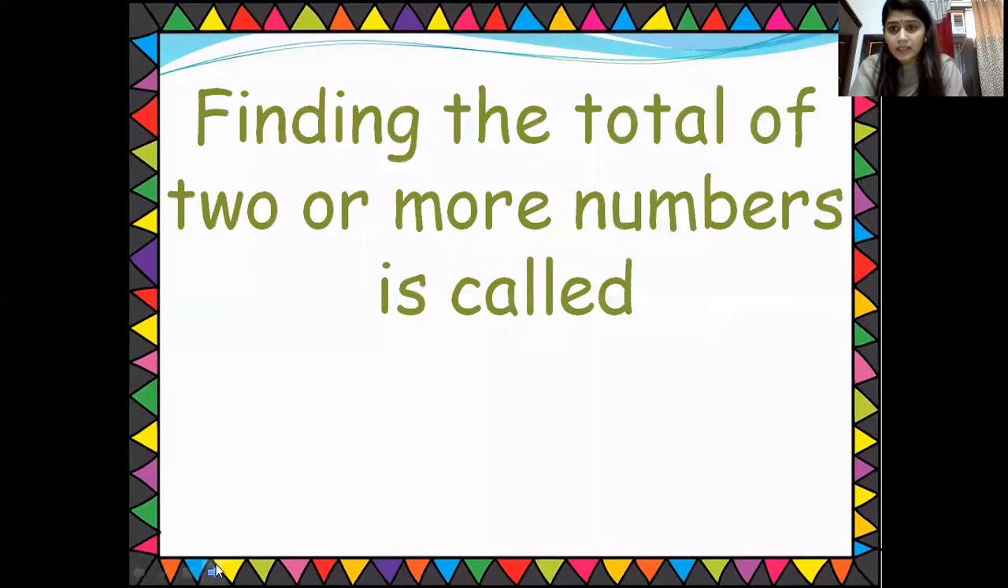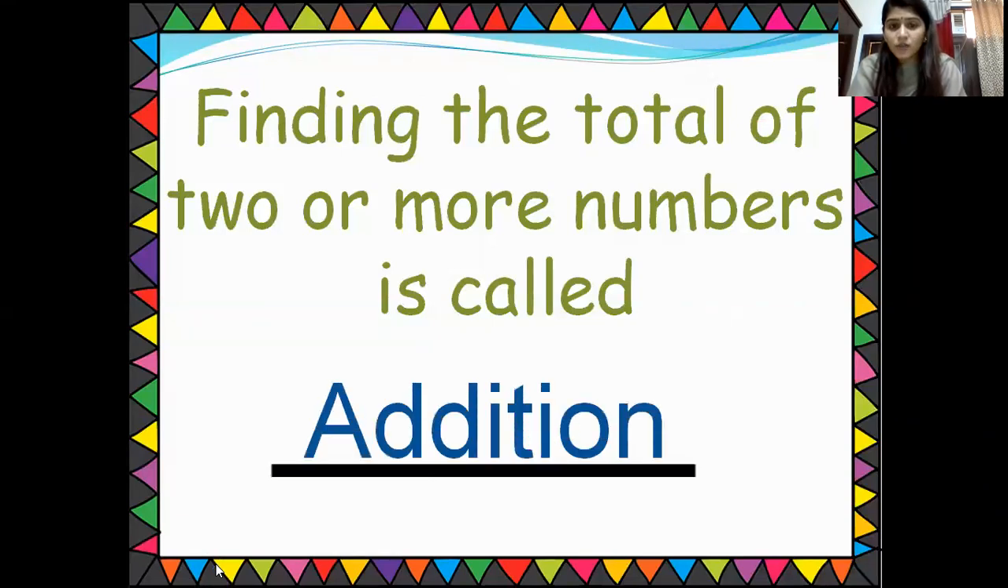Question number 1 is finding the total of two or more numbers is called dash. Tell me. Finding the total of two or more numbers is called dash. What will come in this dash? Yes, the answer is addition. So addition is finding the total of two or more numbers.